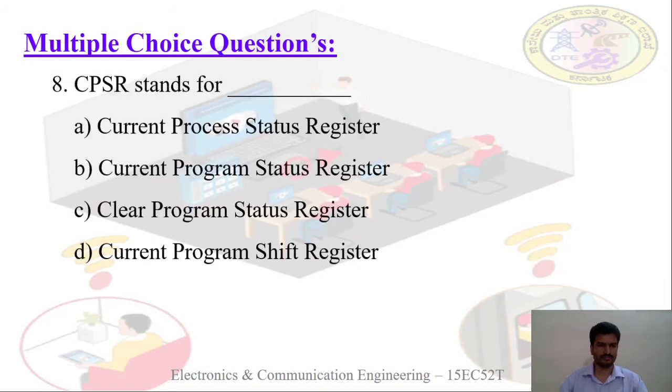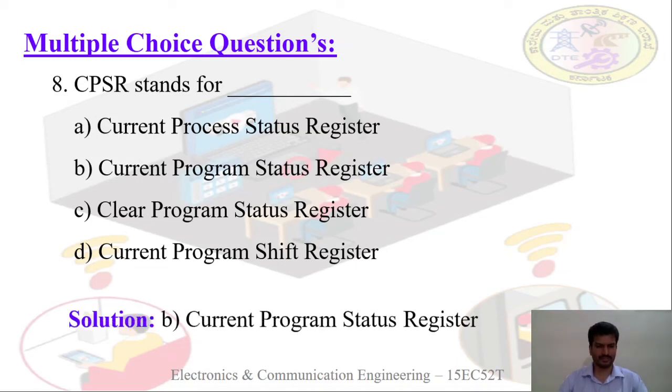So next question. CPSR stands for dash: A. current process status register, B. current program status register, C. clear program status register, D. current program shift register. So the answer is option B, current program status register. SPSR means saved program status register, CPSR means current program status register.